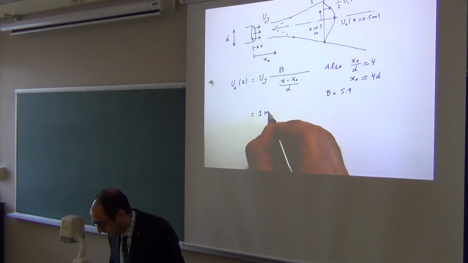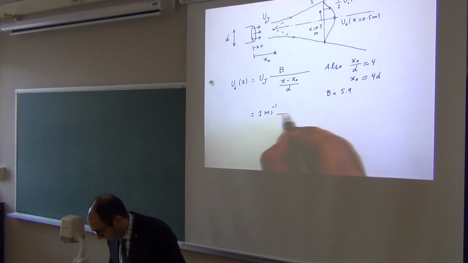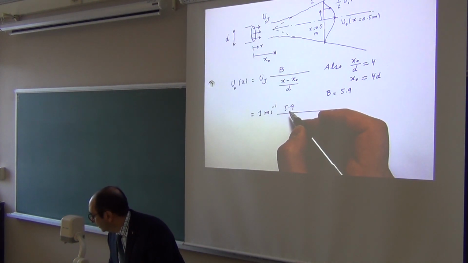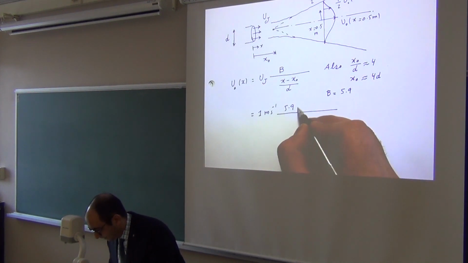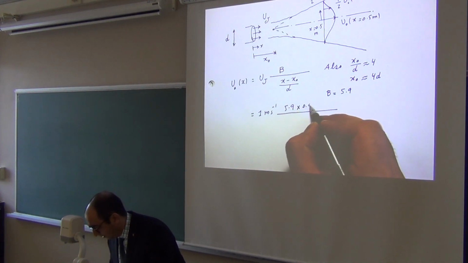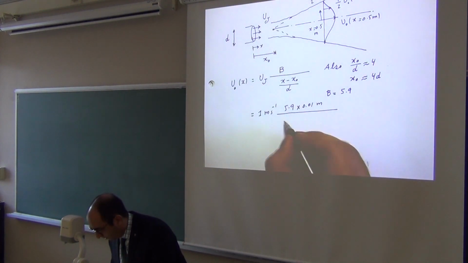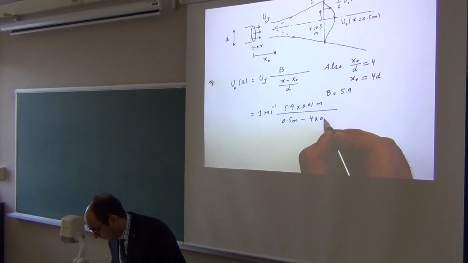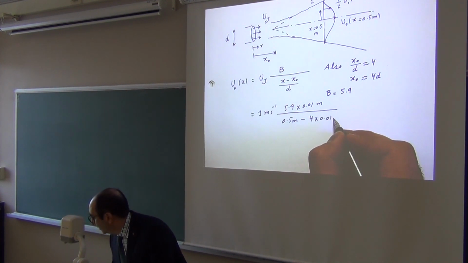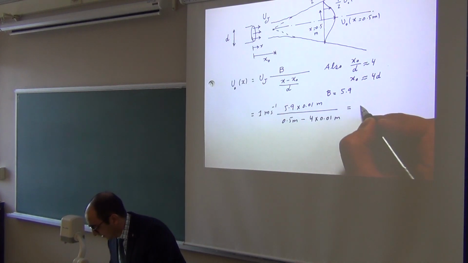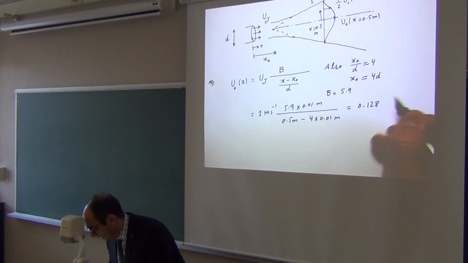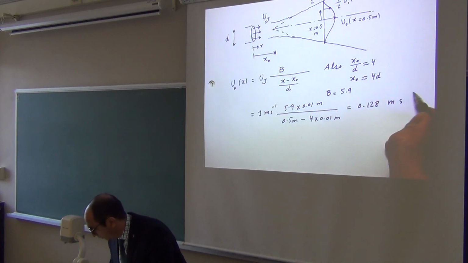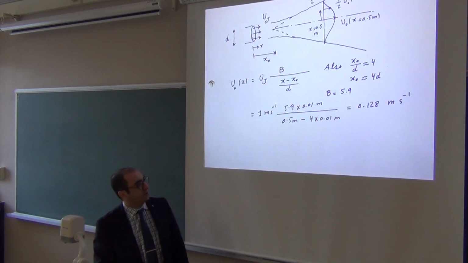Uj is 1 meter per second. B is 5.9. D is 0.01 meter. In the denominator, I have 0.5 meter minus 4 times d, 4 times 0.01 meter. So the velocity at that location is going to be 0.128 meters per second.